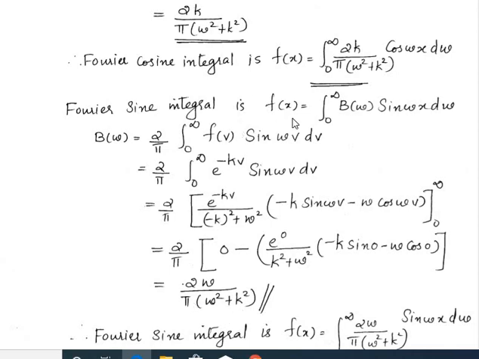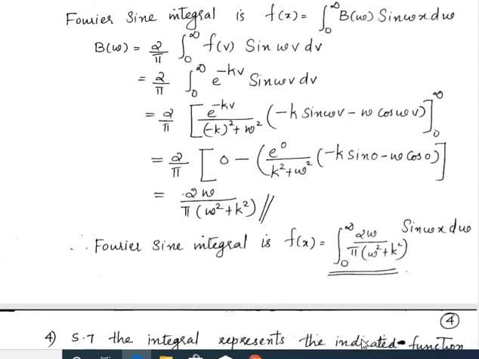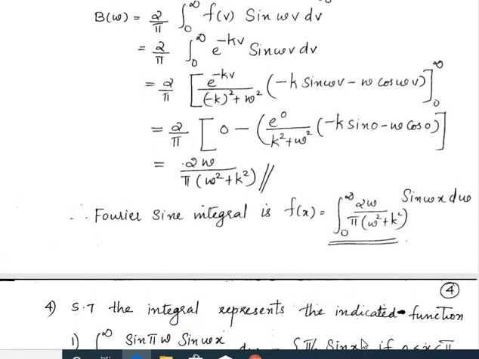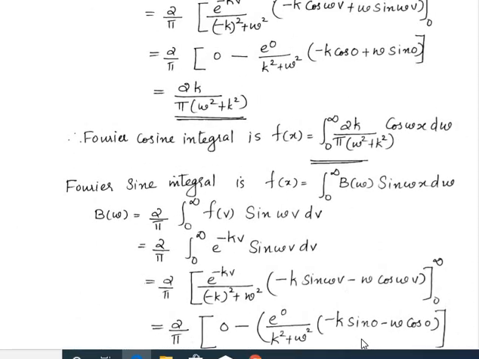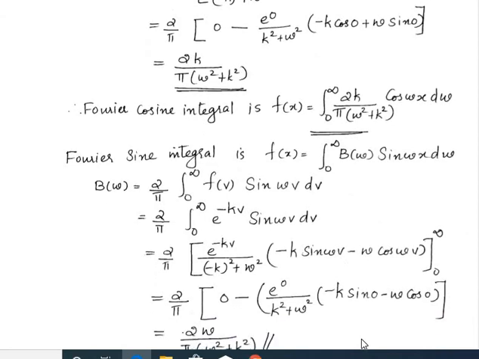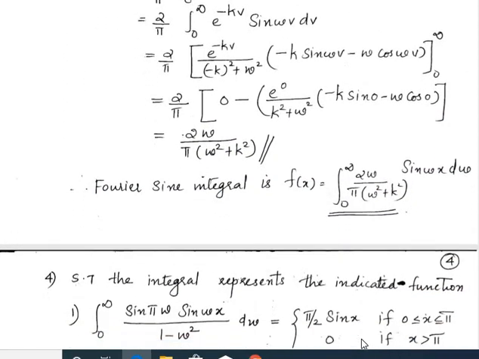So the Fourier sine integral is f(x) equal to, substituting the value of B(omega) here, integral 0 to infinity 2 omega by pi into omega square plus k square, sin omega x d omega. So this is a direct question: by applying the Fourier sine integral and cosine integral formulas, we can find the corresponding representation.